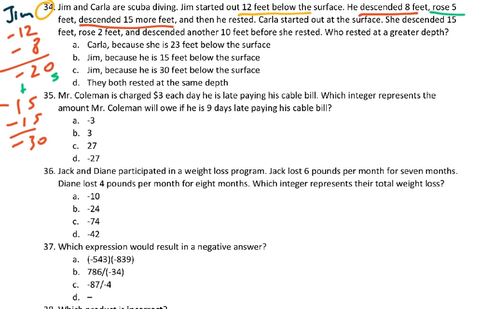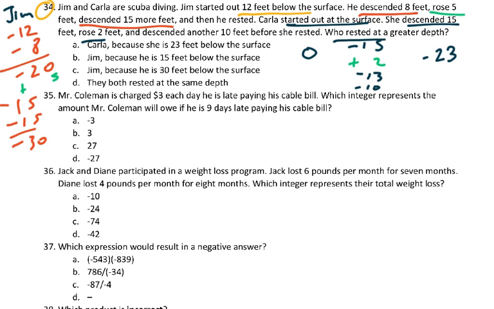Now let's look at where Carla is. She started out at the surface, so she's at 0. Then she descended 15. So now she's at -15. Descended means goes down. She rose 2, so she goes up 2. She's getting closer to the surface, so now she's at -13. Then she descended another 10 feet. So she went down 10. So if she was -13 and then went down 10 more, she ends up at -23.